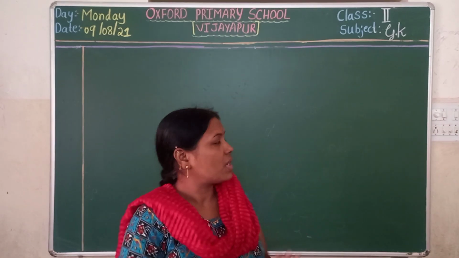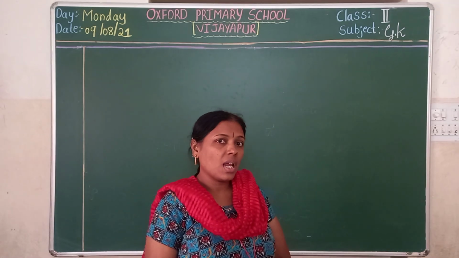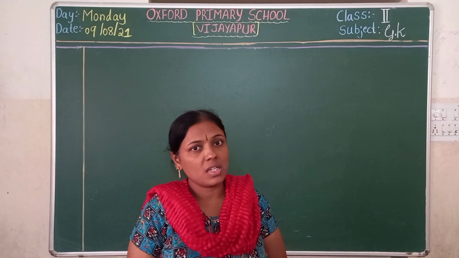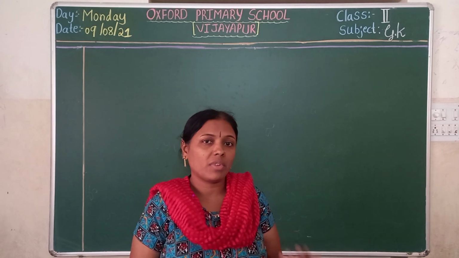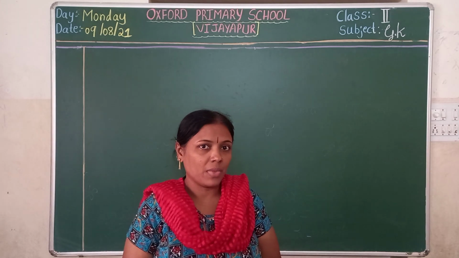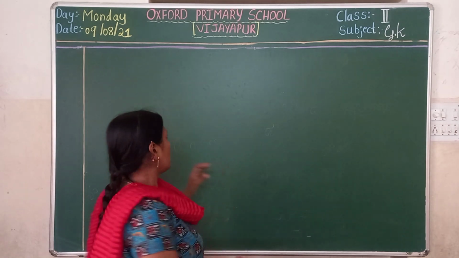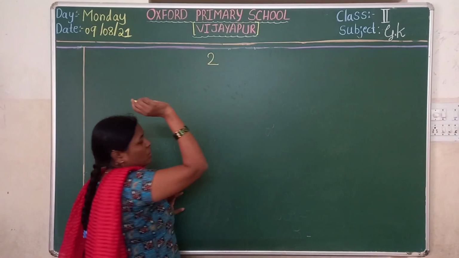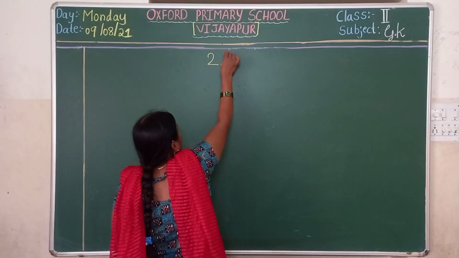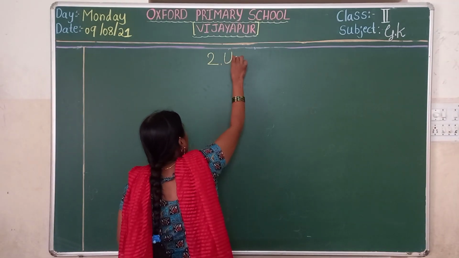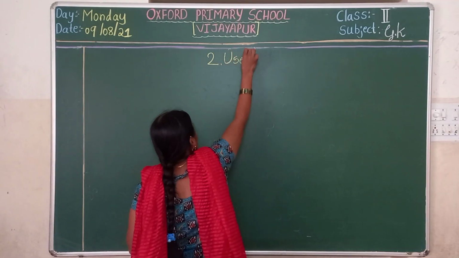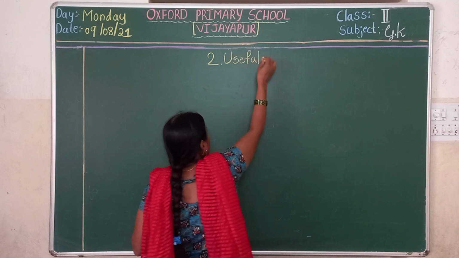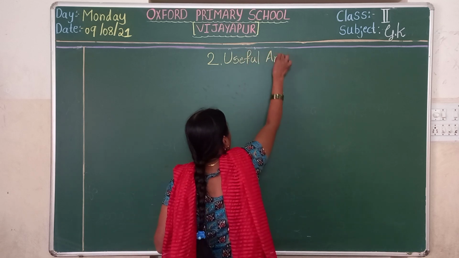Okay. Now I will write the heading of the lesson and we'll see what the questions in that lesson are and what we have to answer to them. Right, children? Now I will write the heading of the chapter. That is what? Chapter number 2. And the heading is what? Useful animals. What, children? Useful animals.